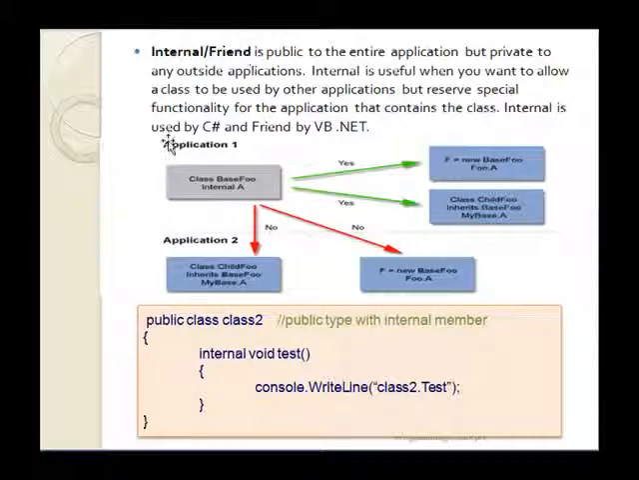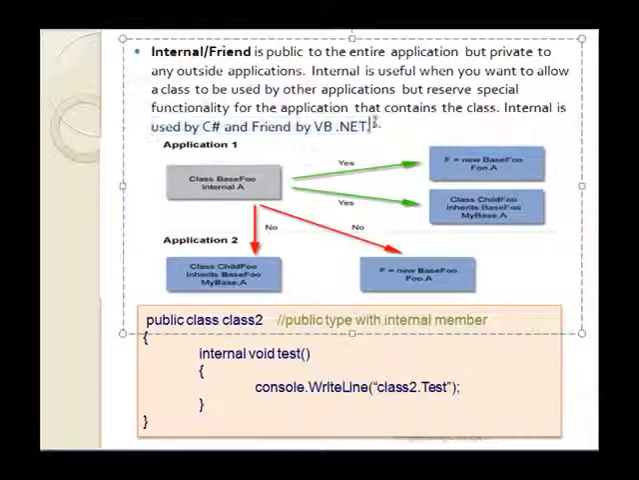Internal or friend. Internal or friend is public to the entire application but private to any outside applications. Internal is useful when you want to allow a class to be used by other applications, but reserve special functionality for the application that contains the class. Internal is used by C# and friend by VB.NET.